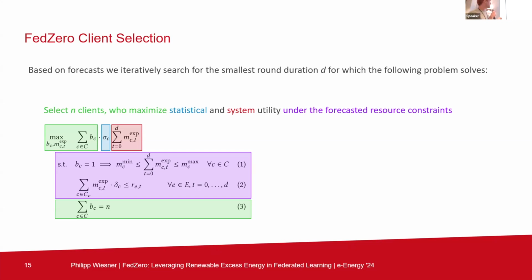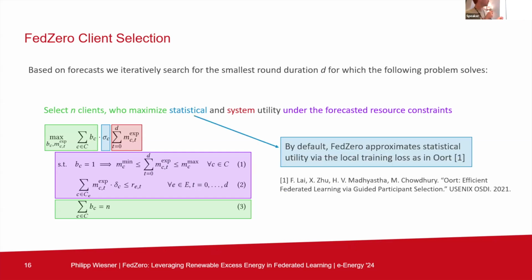And the statistical utility is something that you can come up with. We by default are using the approximation for statistical utility as defined in ORT, but you can come up with another function. It depends on the use case. So in some use cases, you want to have clients represented by the amount of data that they have. In some cases, you have something that's called group parity, where you just want different groups of clients to be represented in the model equally. So there's different fairness metrics that you want to optimize on, and FedZero works with all of them.